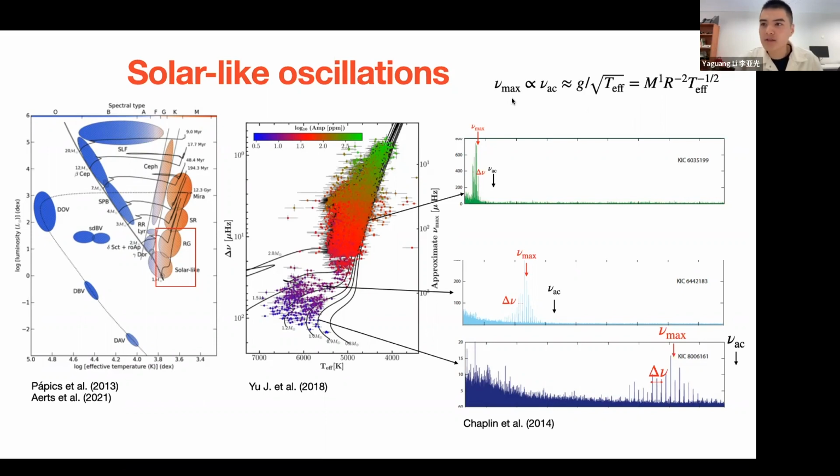The other scaling relation states that nu max is proportional to the acoustic cutoff frequency. The acoustic cutoff frequency is basically the frequency above which the sound waves don't get reflected back, so you don't get to observe any modes above that frequency. And we know this acoustic cutoff frequency is proportional to the surface gravity and square root temperature.